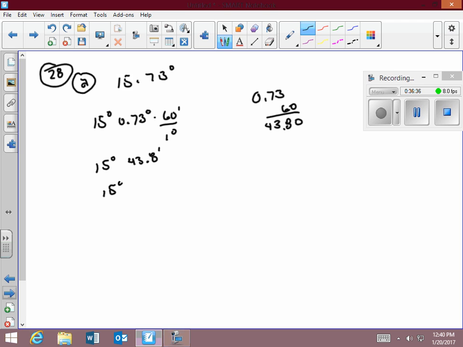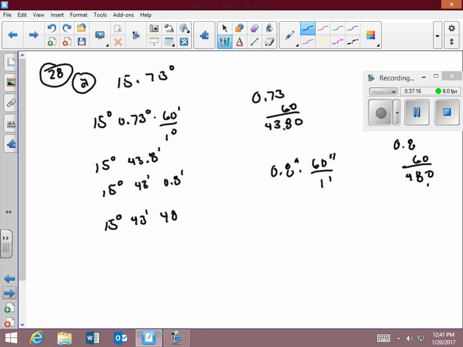you're going to do this, 15 degrees, 43 minutes, and 0.8 minutes. So now what you have to do is you got to go 0.8 minutes, and you got 60 seconds in 1 minute. So make sure you don't do 3,600. So then 0.8 times 60, 48. So this is 15 degrees, 43 minutes, 48 seconds.